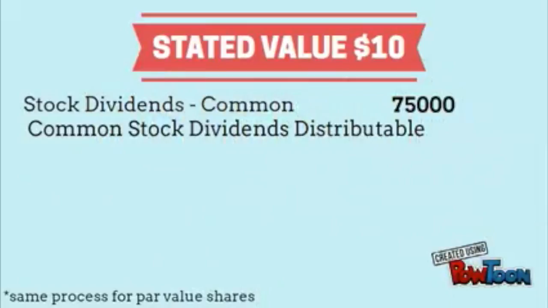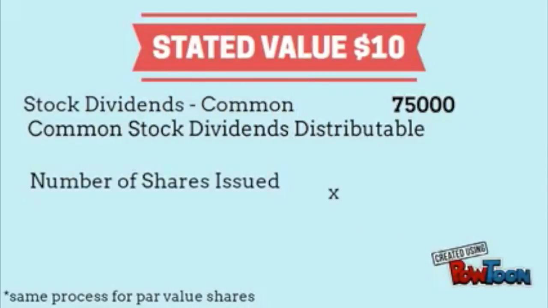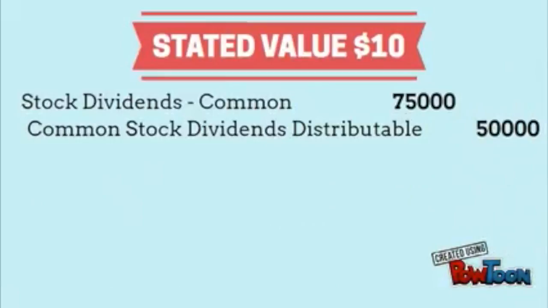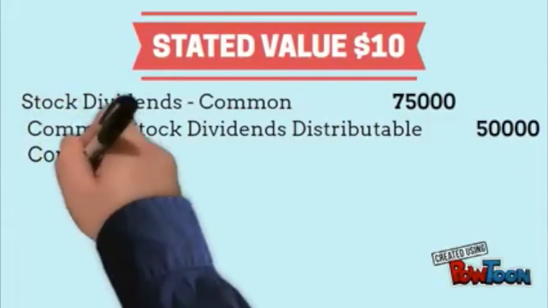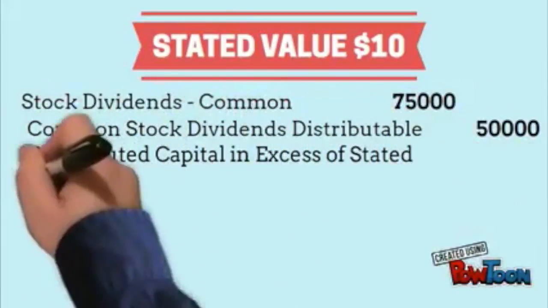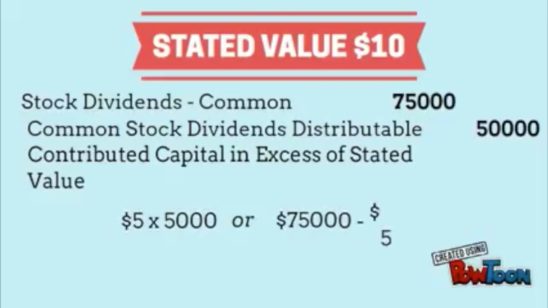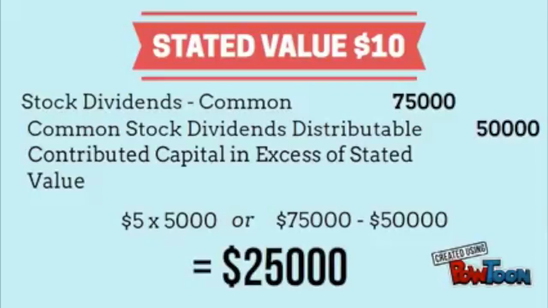However, the amount is determined by multiplying the number of shares issued, which is 5,000, by the stated value, which is $10, which would equal a total of $50,000. You would then credit contributed capital in excess of stated value by the excess amount, which is calculated by multiplying $5 by 5,000 or subtracting the common stock dividends distributable amount from the stock dividends amount, which would equal $25,000.